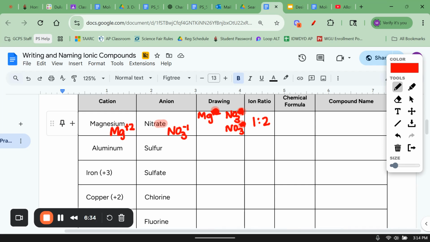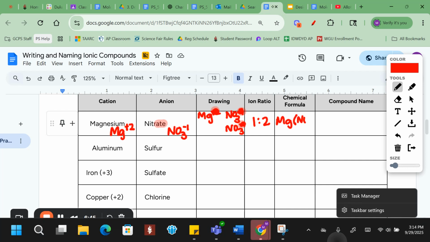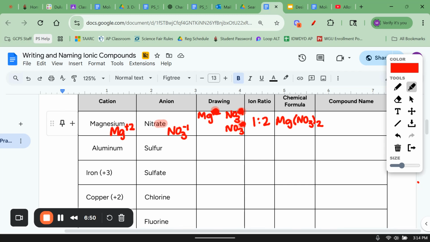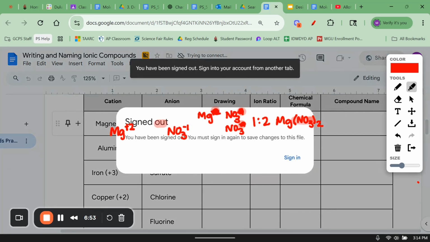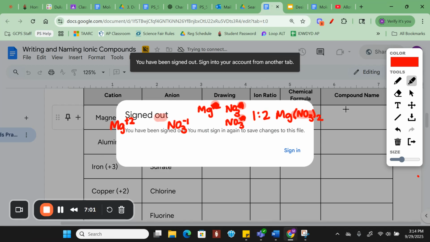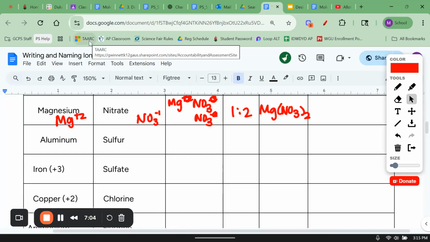I can use my ion ratio to determine the chemical formula that forms between magnesium and nitrate. Magnesium 1 becomes Mg1, and nitrate 2 becomes nitrate in parentheses and the 2 on the outside. One of the most common things that students mess up on is going to be that piece right there. When do we need parentheses and when do we not? We need parentheses when there is a polyatomic ion and when we need more than one of those ions.